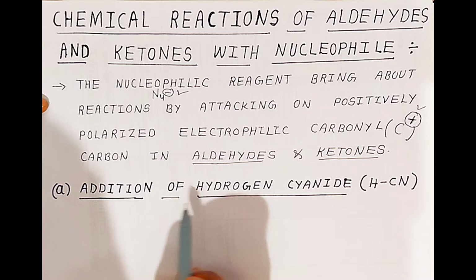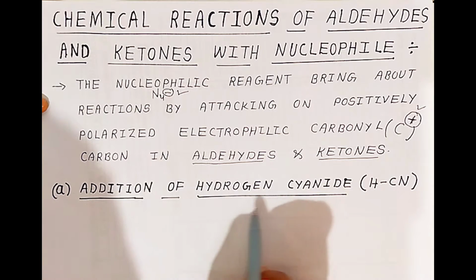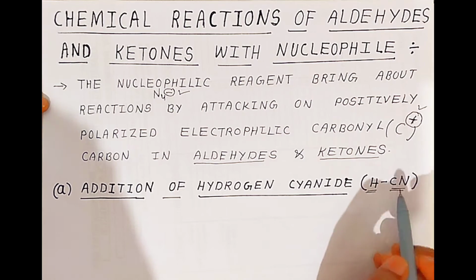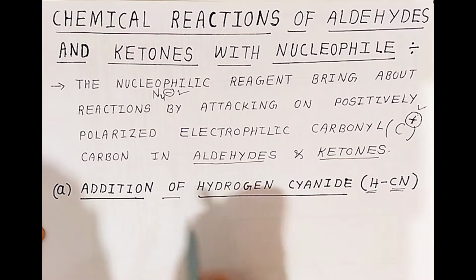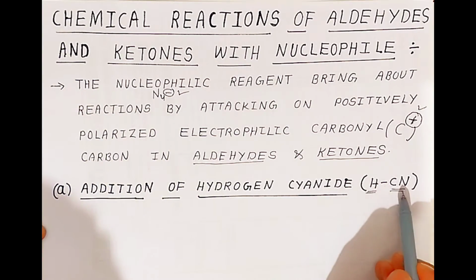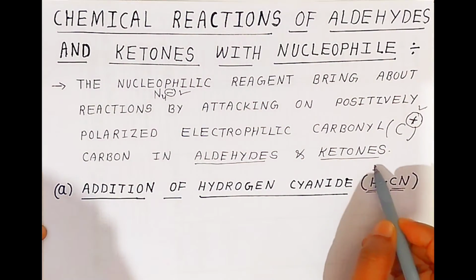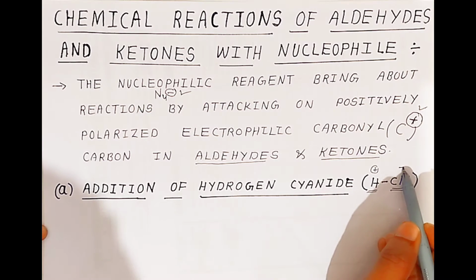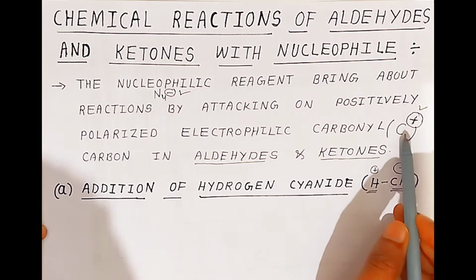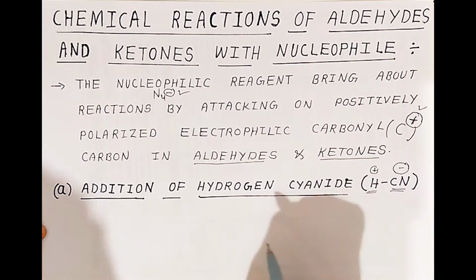Because of the nucleophilic reagent, there is addition of hydrogen cyanide. This is hydrogen and this is cyanide. So we are going to see the reaction in aldehyde and ketone, students: addition of hydrogen and cyanide. Here, hydrogen will be positive and cyanide will be negative. So cyanide will be the nucleophile. This cyanide will attack the positively charged carbonyl carbon and form the addition reaction.